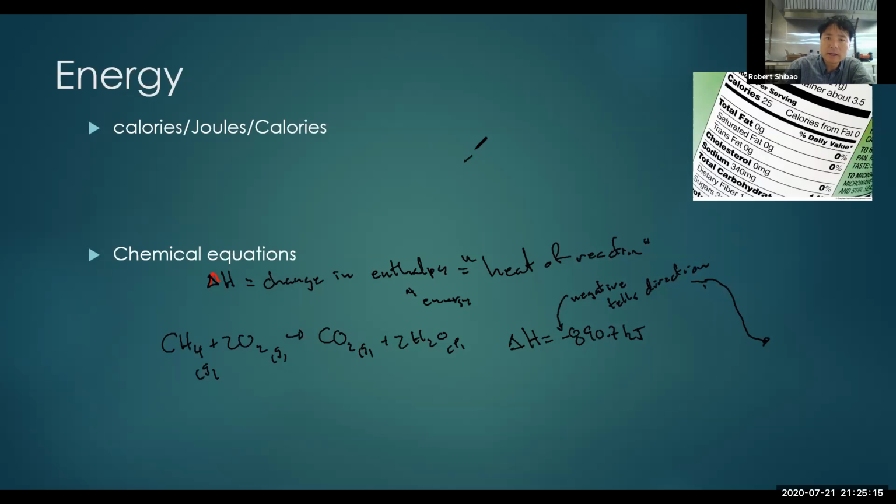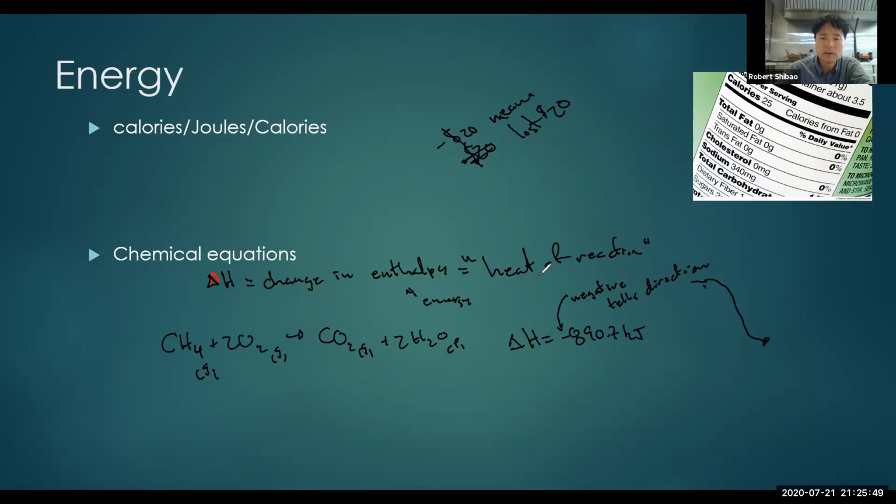So let's say in your bank account, you saw negative $20. If you see negative $20, that doesn't mean they gave you a negative $20 bill. That means you lost positive $20. And so negative $20 means you lost $20. Well, negative 890.7 kilojoules means you lost 890.7 kilojoules.